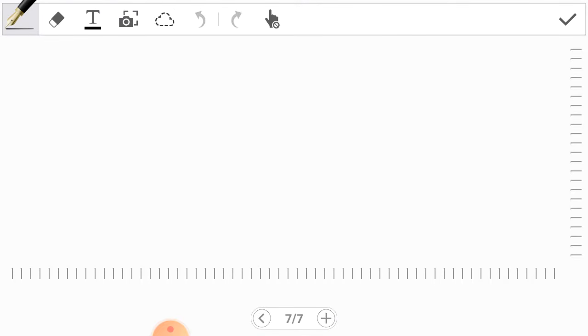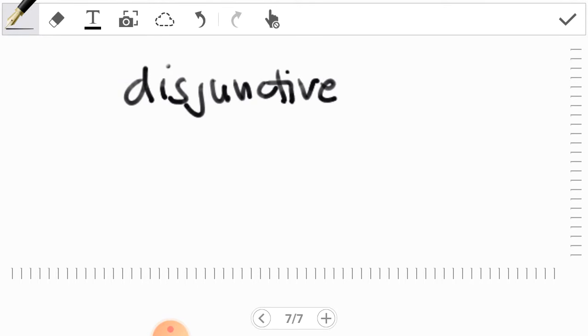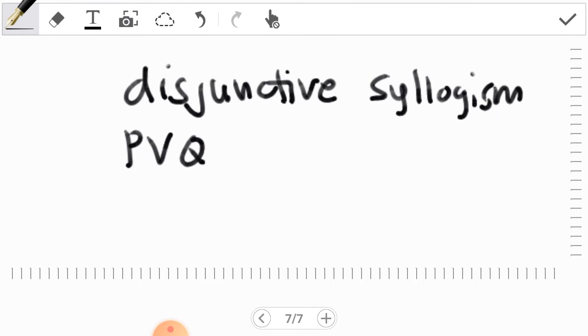Number 6. Number 6 is what we call our disjunctive syllogism. And the disjunctive syllogism states that P or Q, not P, therefore Q. That's our argument. P or Q. We are now in page 9. P or Q, not P, therefore Q.